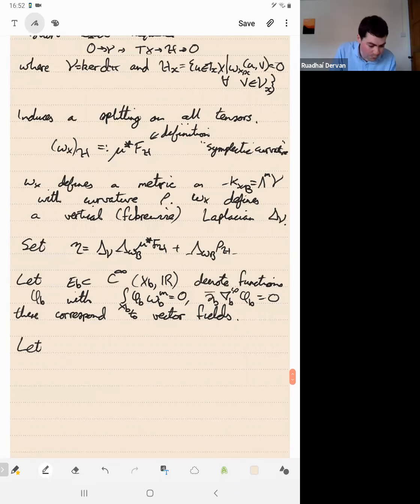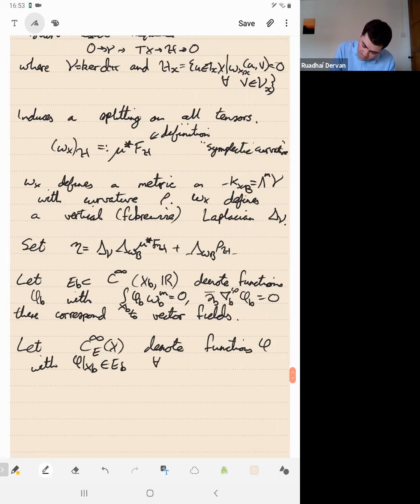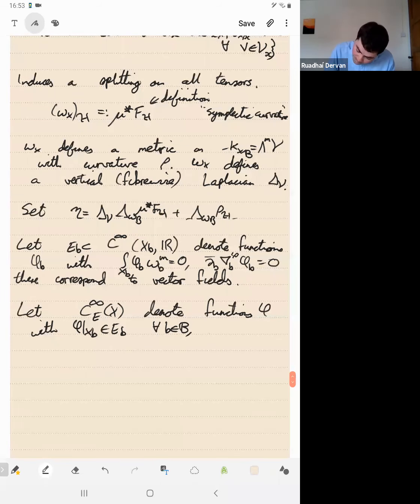Okay, then finally we let C infinity E of X denote functions phi with phi restricted to X_B inside E_B for all B. So these are functions which generate holomorphic vector fields on each fiber. And we also let P from C infinity of X to C infinity E of X be an orthogonal projection. So this is a natural L2 orthogonal projection.